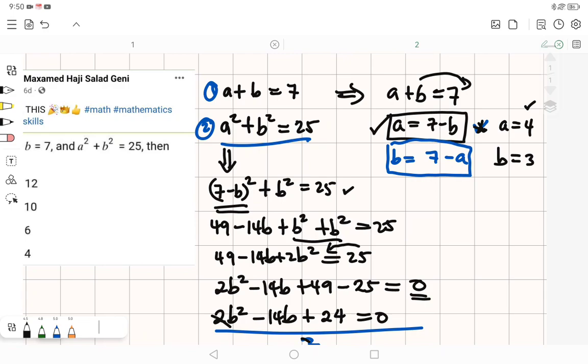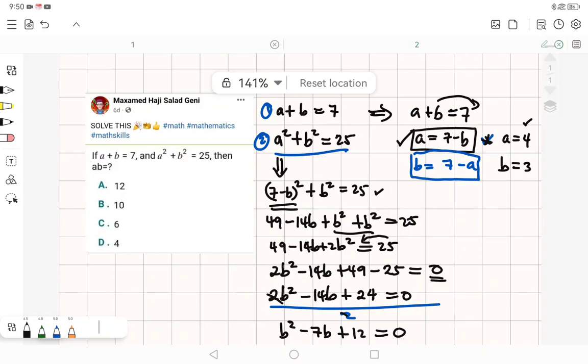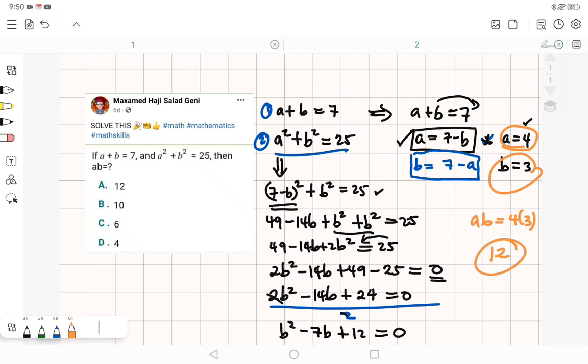Now, going back to the problem that we have, we are to solve for the product of a and b. Since we now have the values of a and b, which are 4 and 3, when we multiply them, a times b, which is 4 times 3, the answer that we are looking for is 12. And I think we have solved the problem and we are done.